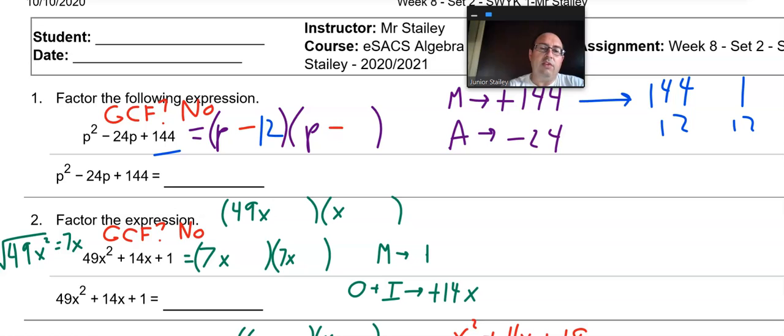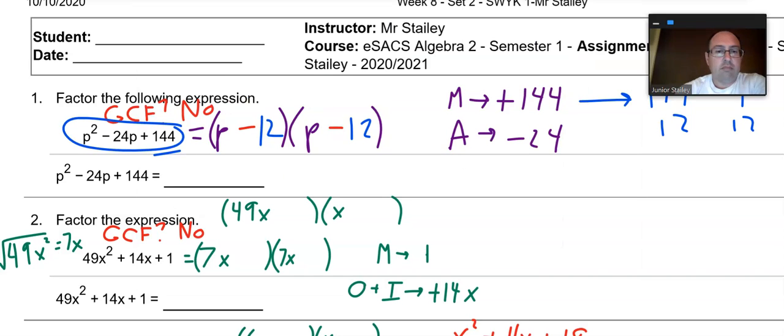So, we got a 12 here and a 12 here. Do you notice that both of those are the same? P minus 12 and P minus 12. This means we're dealing with, hold on a second, this thing right here is called a perfect square trinomial.